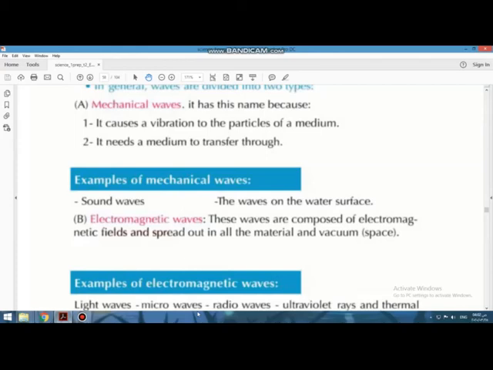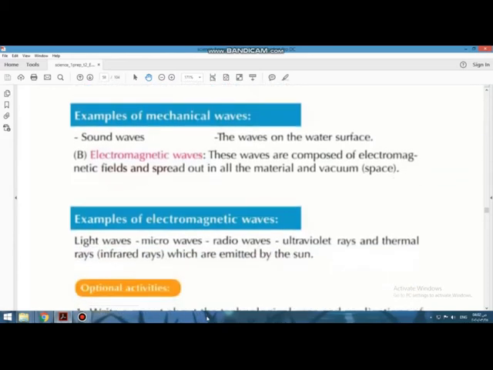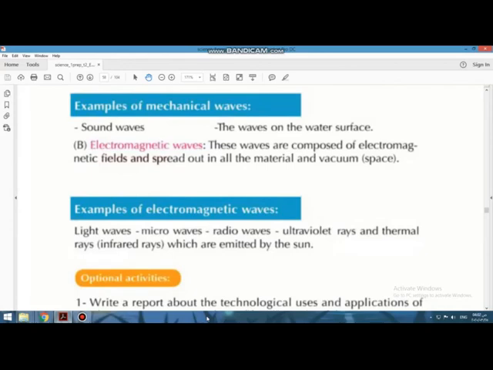Electromagnetic waves are composed of electromagnetic field and spread out in all materials and vacuum. Vacuum means free space. Such as light wave, microwave, radio waves, ultraviolet rays, and thermal rays, that is infrared rays, which are emitted by the sun.